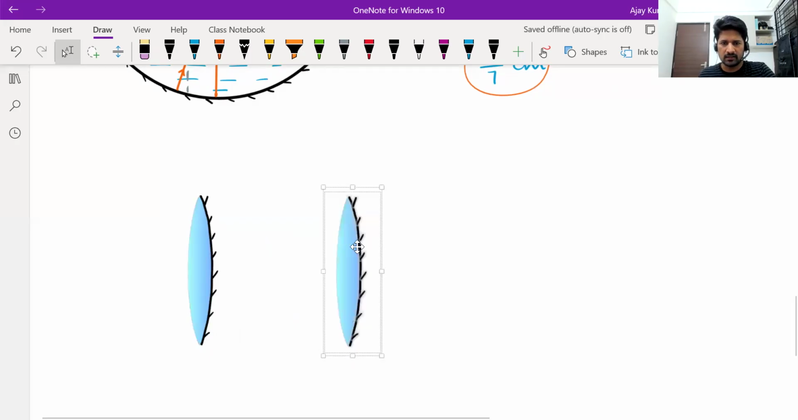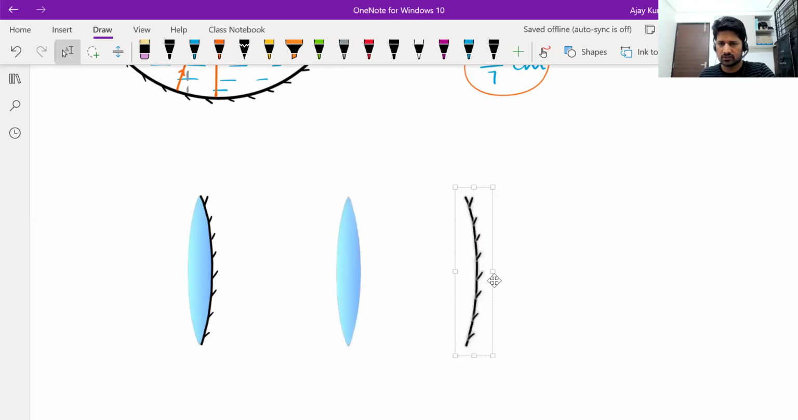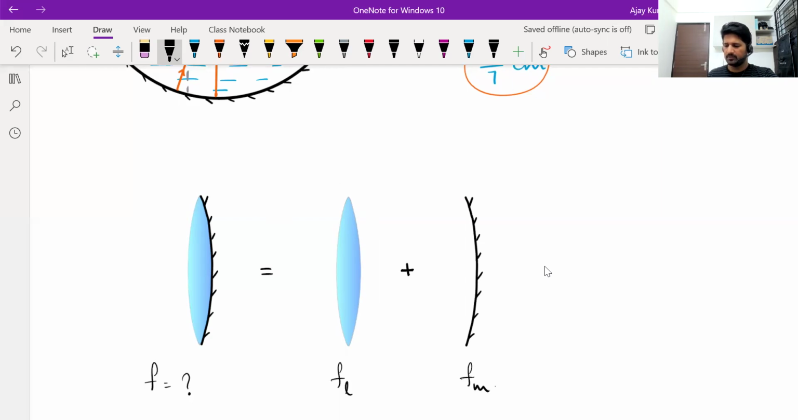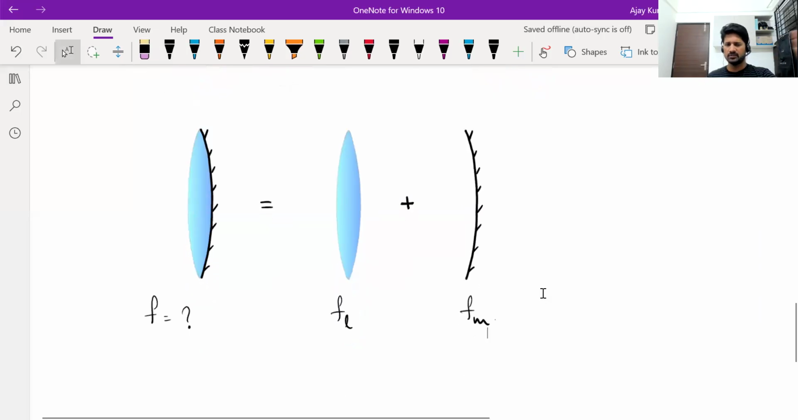So basically, a lens which has been coated like this on one face is a combination of a lens and a mirror placed very close to each other. So this system is the combination of these two. We have to find out the focal length of this. The lens focal length, let it be FL. Mirror focal length, let it be FM. In terms of those two, we have to find out the focal length of the silvered lens. Let's see how this can be done.